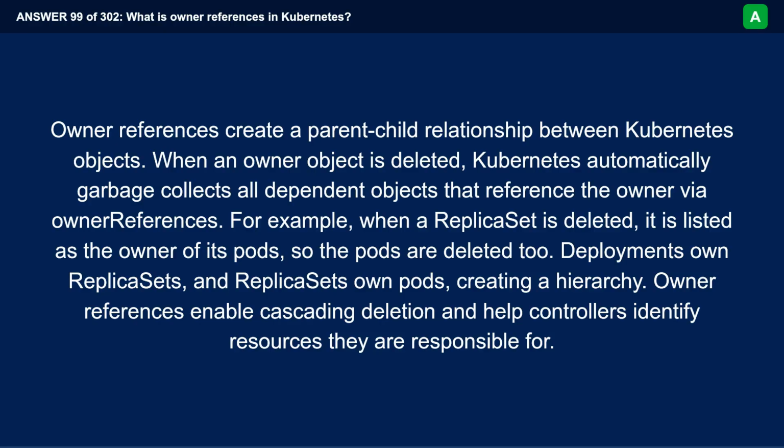For example, when a replica set is deleted, it is listed as the owner of its pods, so the pods are deleted too. Deployments own replica sets and replica sets own pods, creating a hierarchy. Owner references enable cascading deletion and help controllers identify resources they are responsible for.